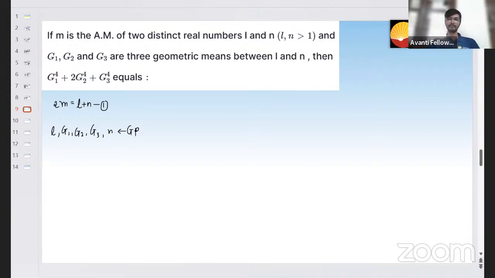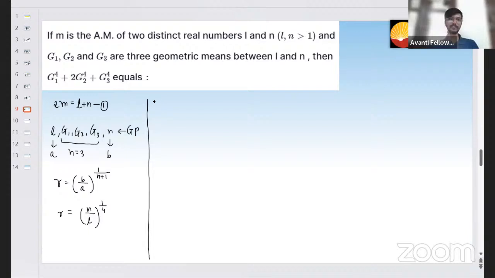Correct, guys? So if the sequence here is a GP, what is the common ratio? Do you remember the formula? This is A, this is B, and here n is 3. So the common ratio formula was (B upon A) raised to 1 upon (n plus 1). So here it will be (N by L) raised to 1 by 4. From this, I can get G1, G2, and G3. So G1 will be AR, right? Please note G1 means the second term.